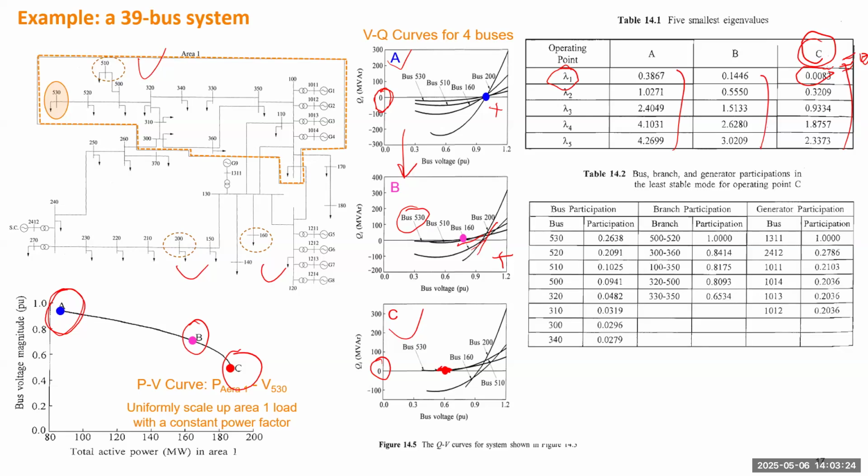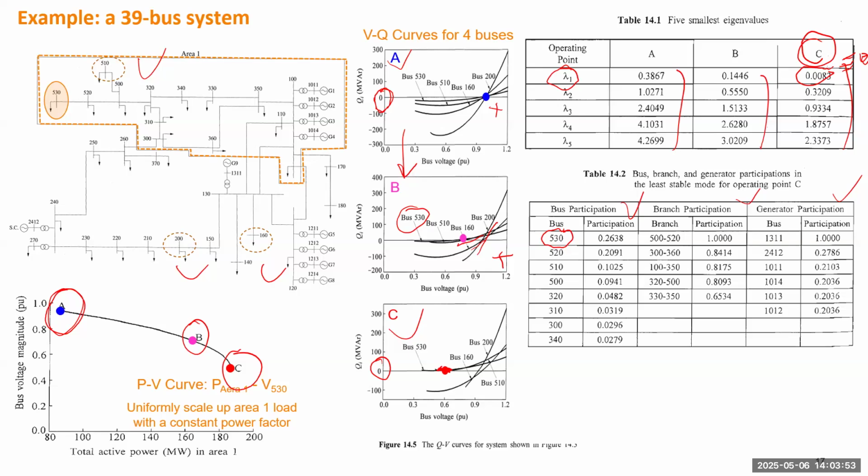To determine where to add control to prevent the voltage collapse at condition C, we can calculate bus participation factors, branch participation factor, and generator participation factor. So bus participation factor, the top one is 530, right? That's very reasonable, because if you only want to pick one bus to add injection of reactive power, you need to pick bus 530. That's the most critical one.